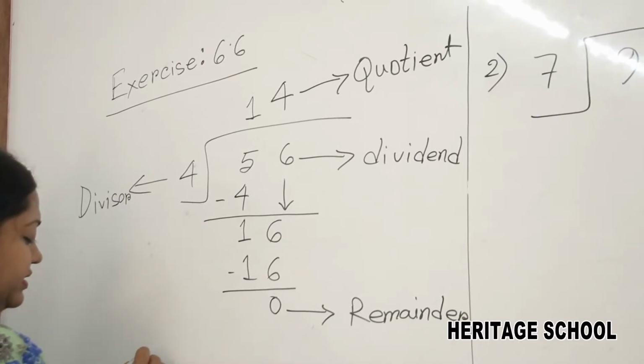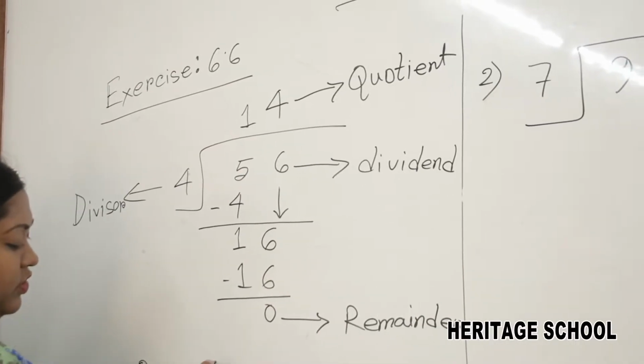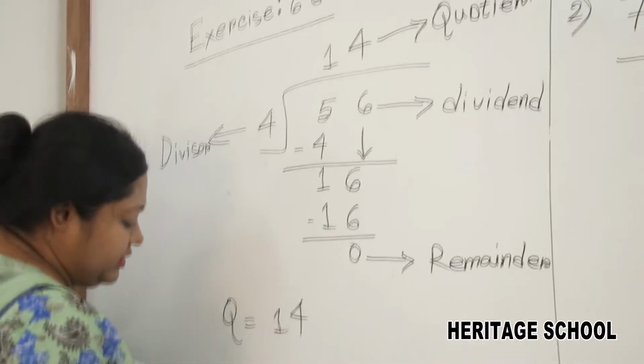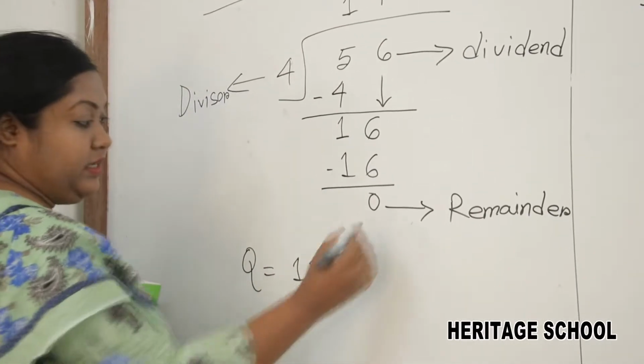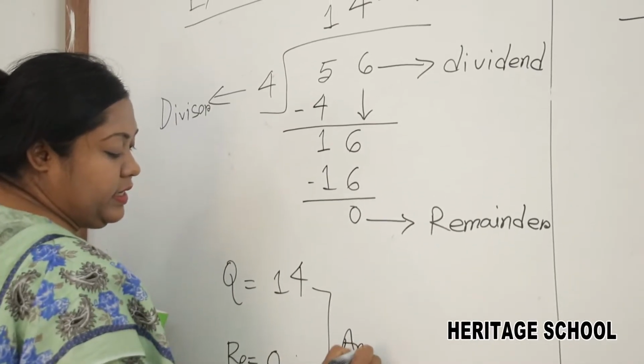How can we write the answer? Quotient Q is our 14 and remainder R is 0. This is our answer.